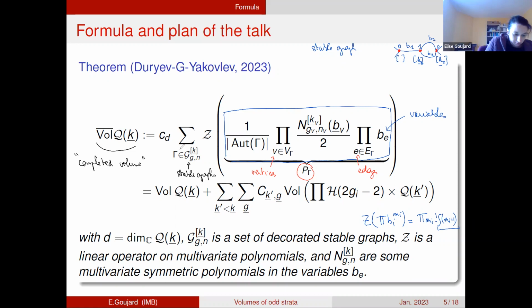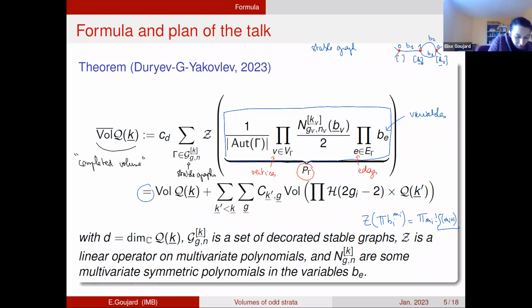Okay, so this is the quantity that I define. It's a sum over stable graphs of some linear operation that I do on some polynomial that depends on the graph. I will do a complete example in the next slide. So for now, this formula says nothing. I just define this. And the result is here.